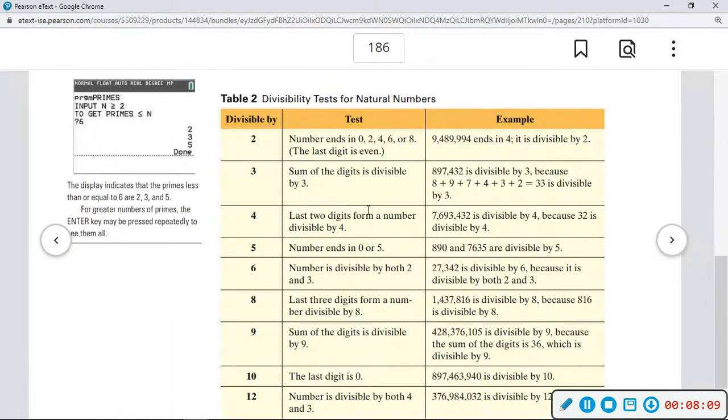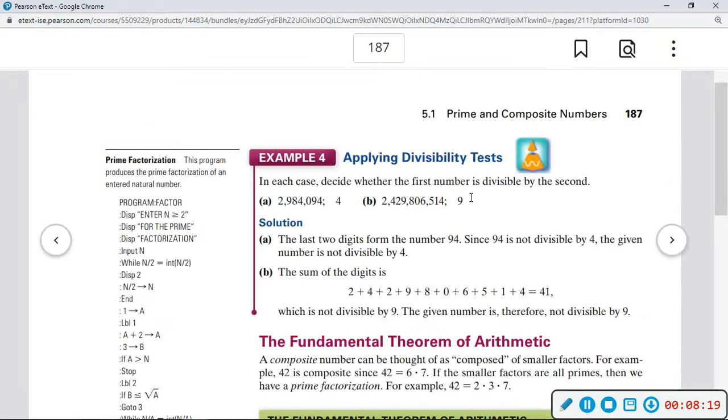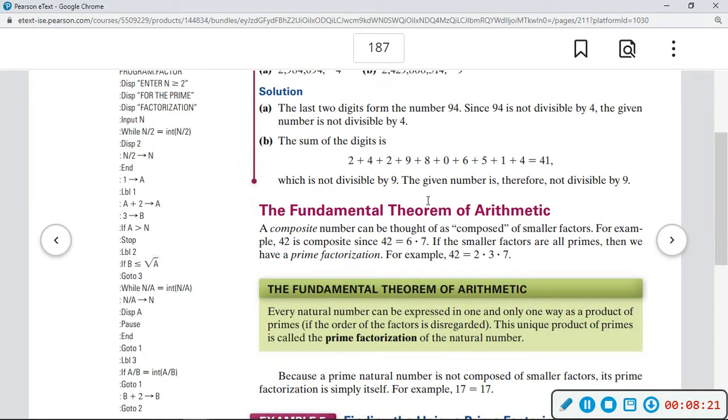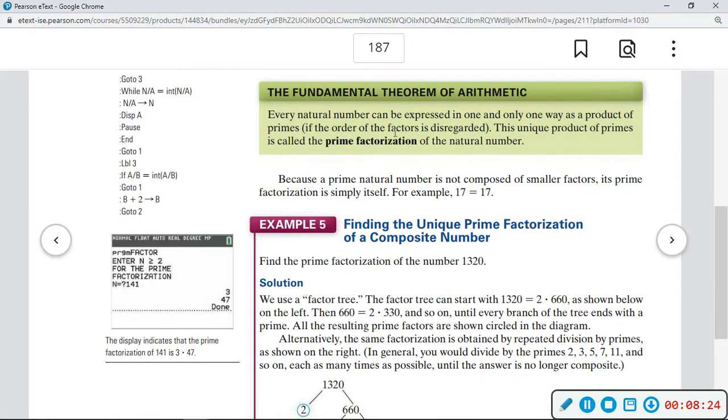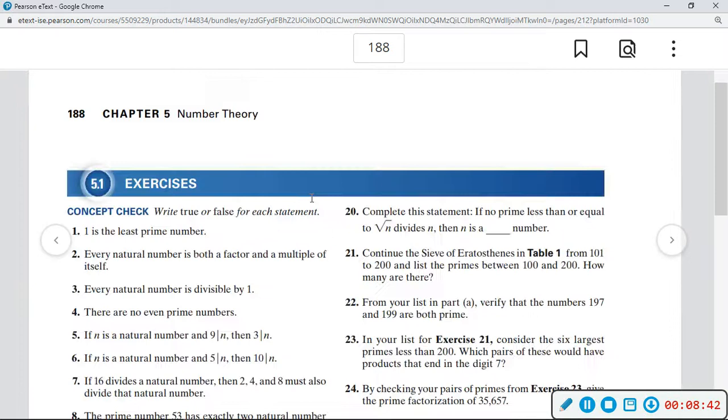You want to know these divisibility rules, at least have them written down so you can refer to them pretty quickly. If you memorize them, that would be great. Applying divisibility rules, we're going to do that to find prime factorization. So prime factorization is breaking a number down such that when you multiply all the prime numbers, you will get that number back together. So you want to know how to do that. And then that will end the notes here.